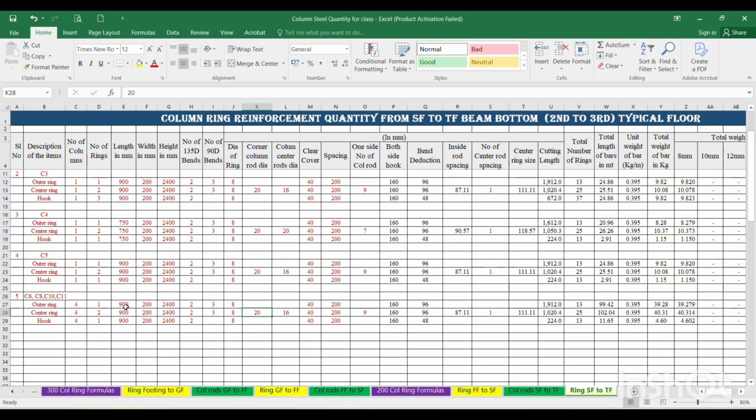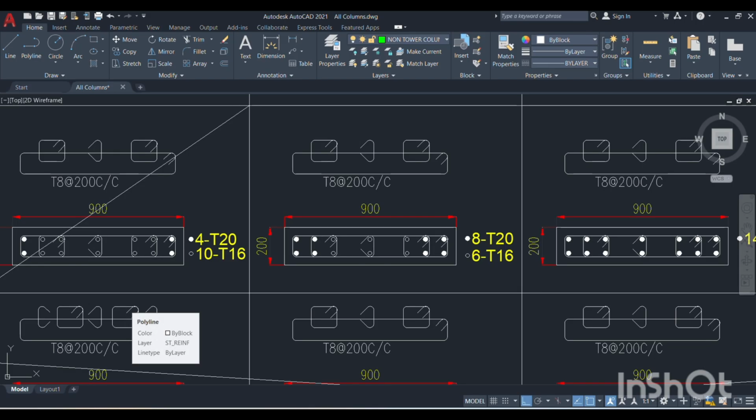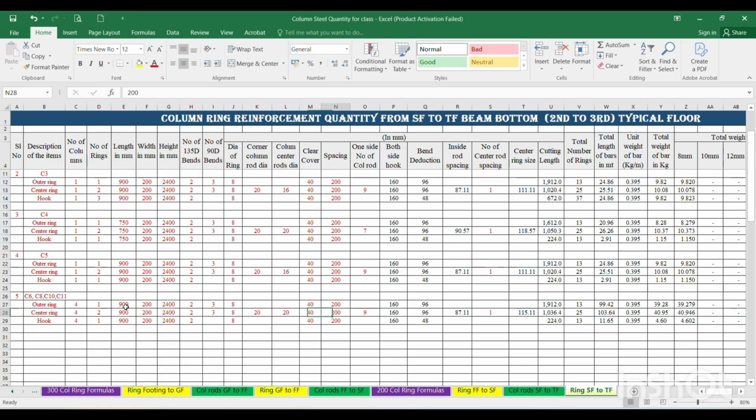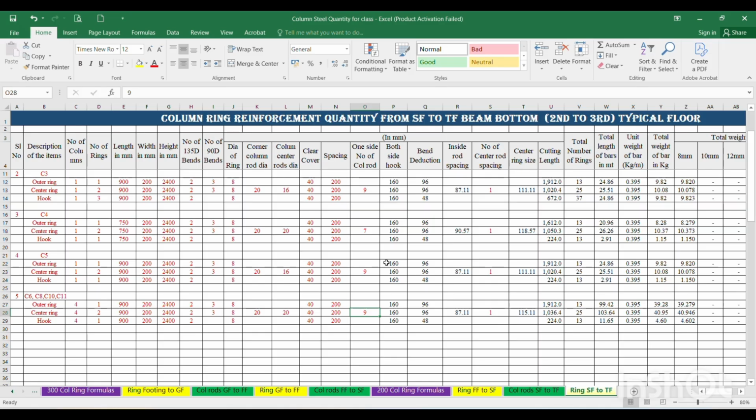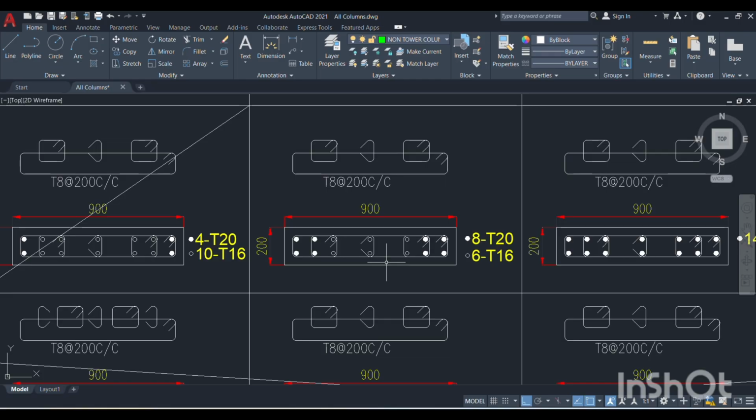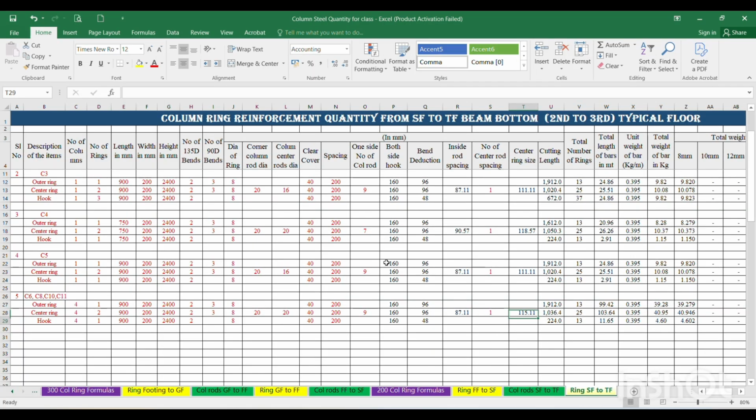And the corner column rod dia is 20, and the center ring column rod dia is 120 and 116 there, so take the higher dia, 20. Cover is same, spacing is same. Next, one side number of column rods, here also the same 9 numbers, because here double spacing is there, that's why make it 9 numbers. And both side hooks will be calculated, and number of rods is also the same, inside the ring 2 rods are there, then 1 spacing. So we have completed 4 columns at a time.